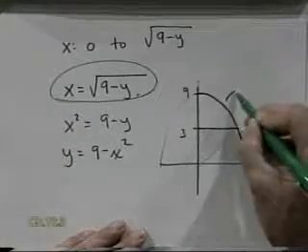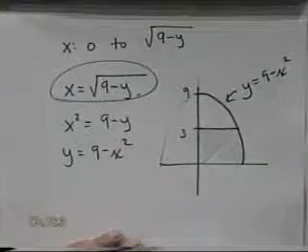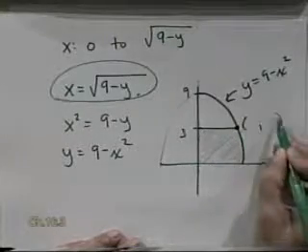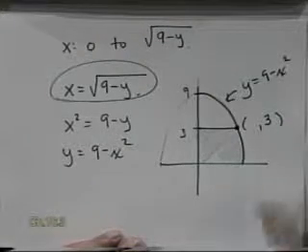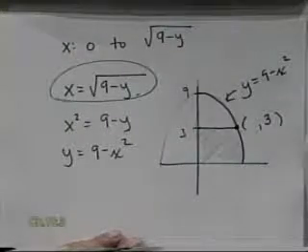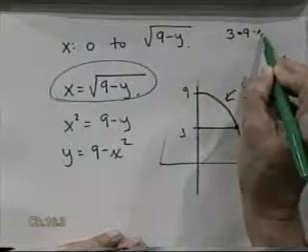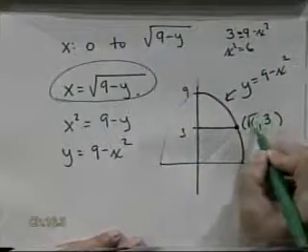This curve right here is y equals 9 minus x squared. What's this point right here? Well, y is 3. If y is 3, can anybody tell me what x is? Good, because you put a 3 in for y, you're going to get 3 equals 9 minus x squared, or x squared is 6, so that's square root of 6.